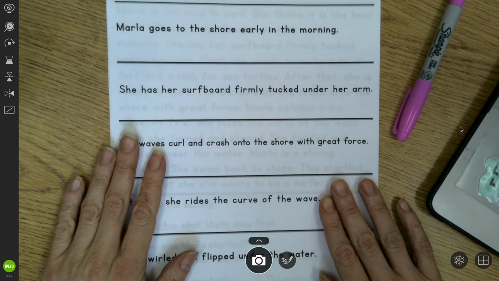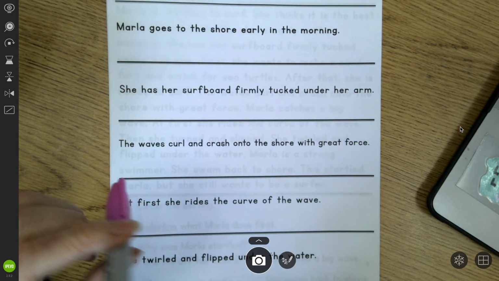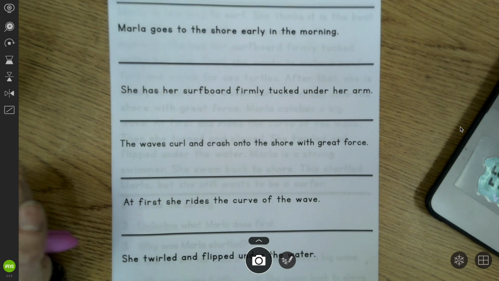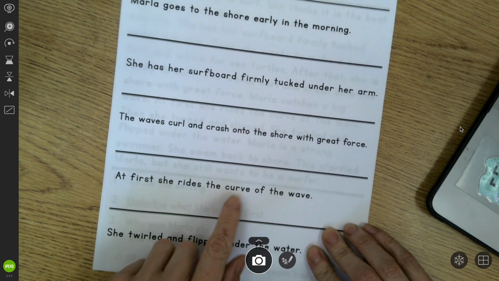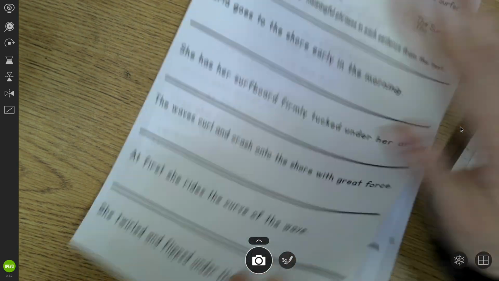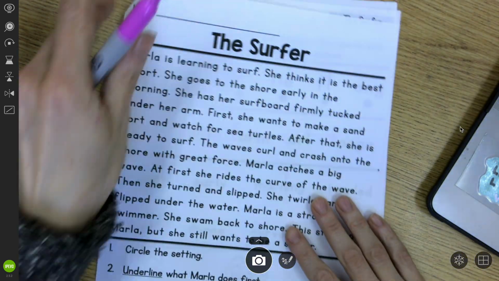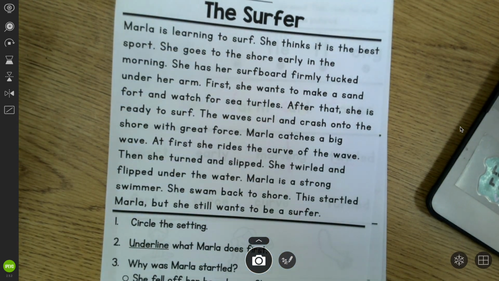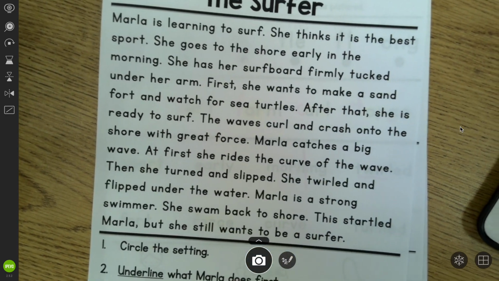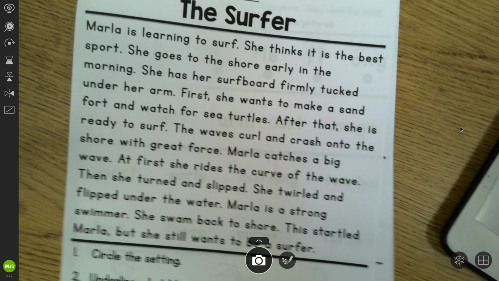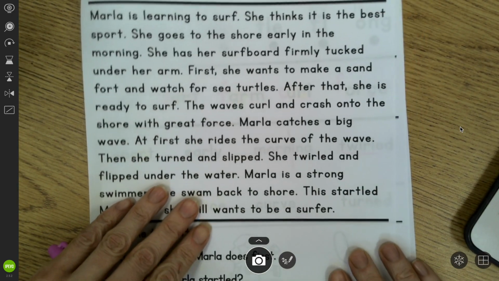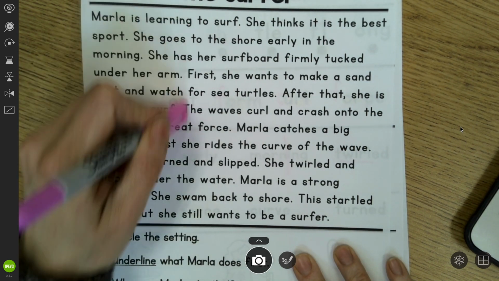Okay. I'm going to read... actually, you know what? I'm not. I want you to read these sentences after we're done here. This is going to be done independently. Here, I'm going to read this to you. I'll point out some tips as we read. And then what you're going to do, you're going to read it with me.